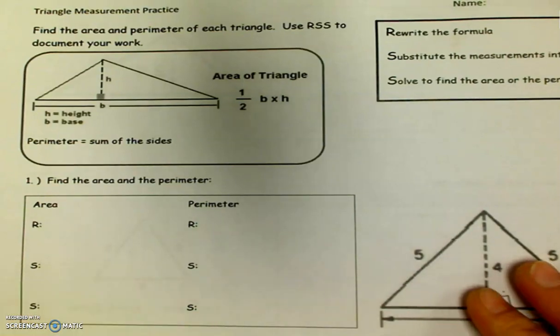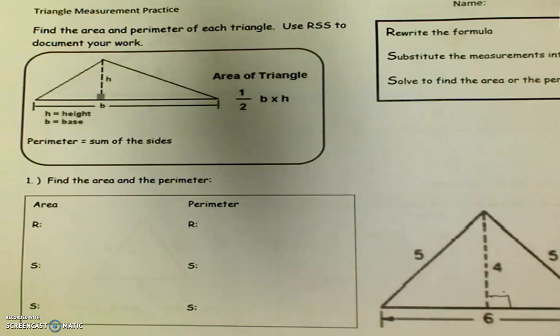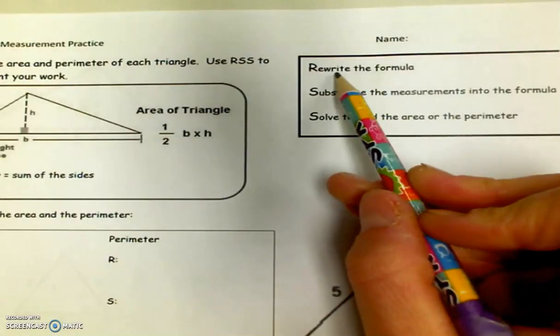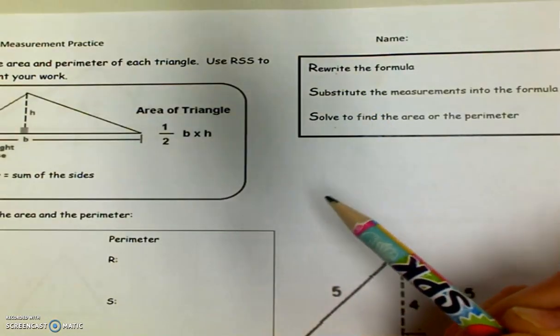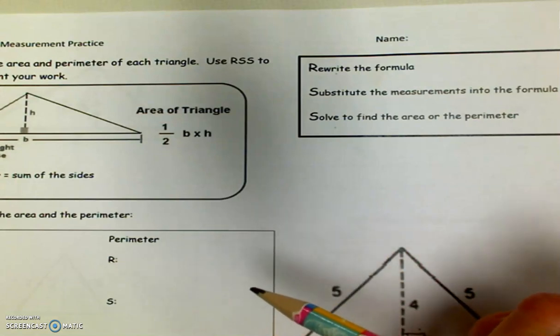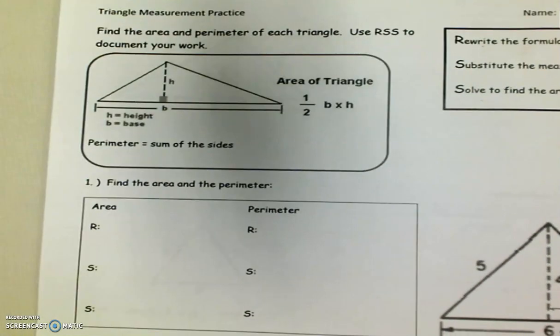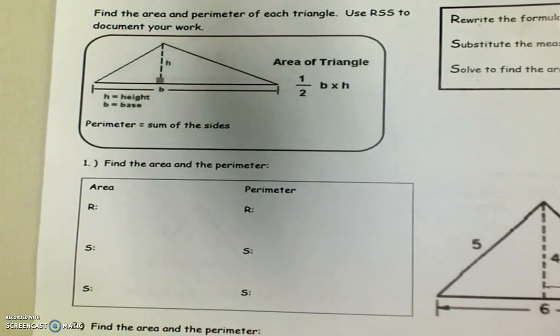Welcome to Triangle Measurement Practice. We're going to talk about how to find the area and perimeter of a triangle, and we are going to use the RSS method for documenting our work and for really increasing our chances of getting the right answer. So we'll talk about that as well as the two measurements.